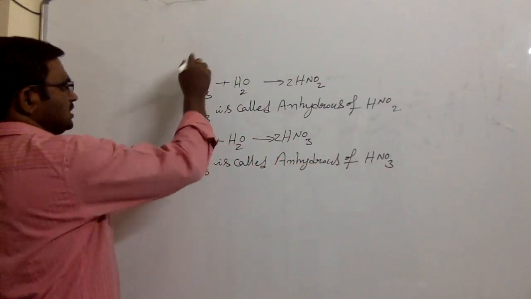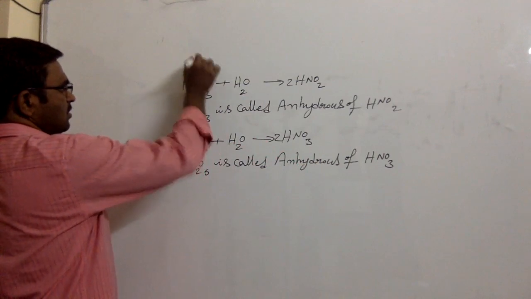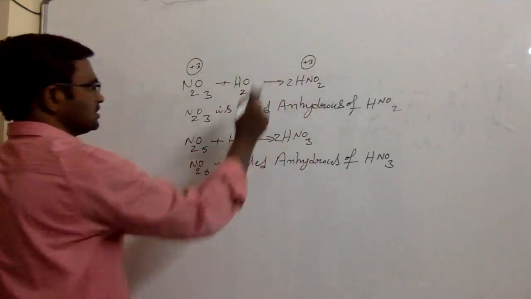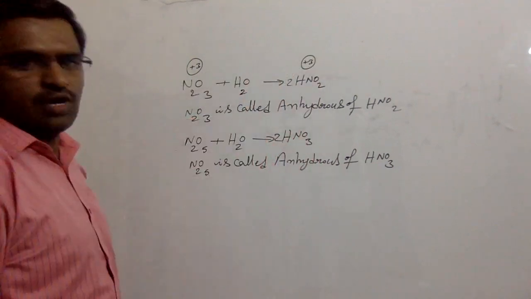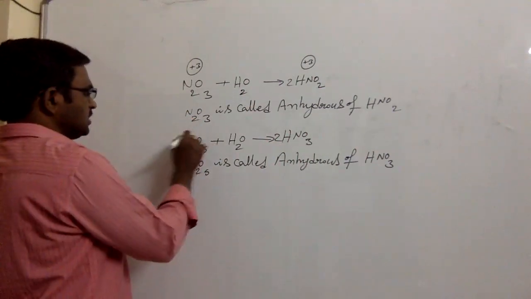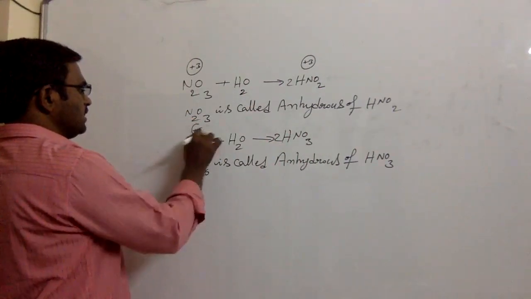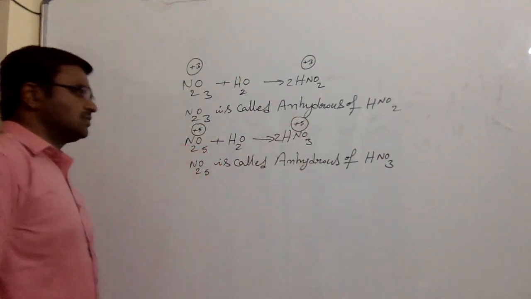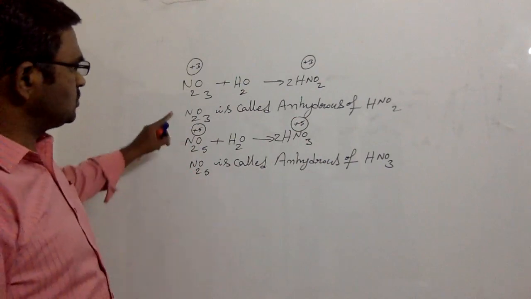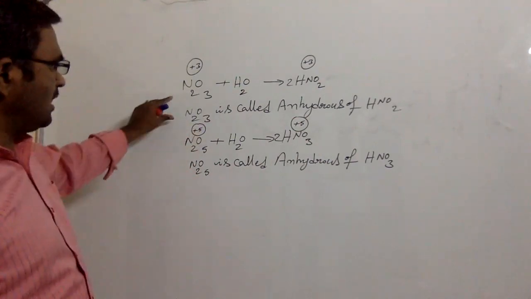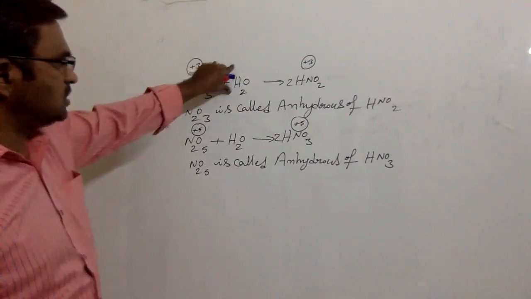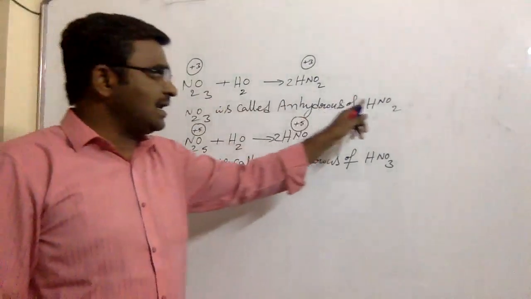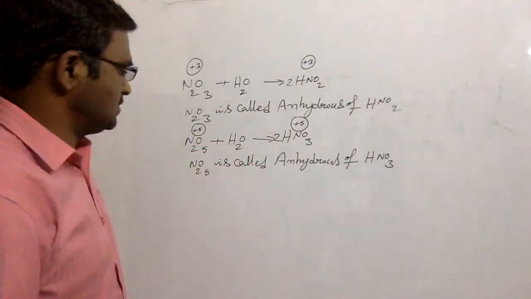Okay students, remember a simple trick to identify this. The oxidation state is +3 in N2O3, and in the product also the oxidation state is +3. There is no change in the oxidation state because the other reactant is a water molecule. The oxidation state of nitrogen is +5 in the pentoxide, and in the product also it is +5. So the oxide which on hydrolysis gives a particular acid is said to be the anhydride of that acid.